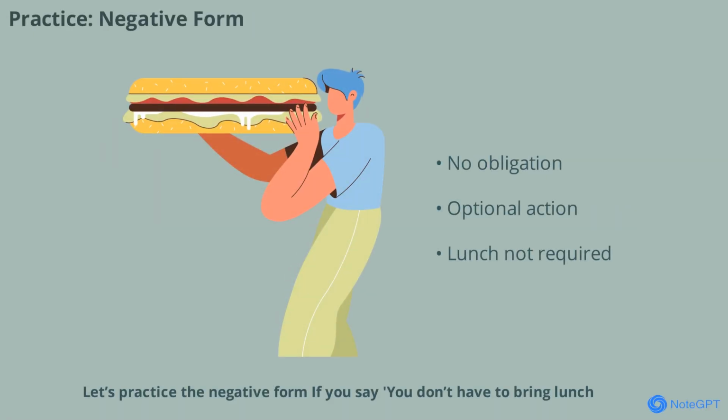Let's practice the negative form. If you say, you don't have to bring lunch, it means lunch is not required. Maybe food will be provided. This is a good way to show that something is optional, not necessary.